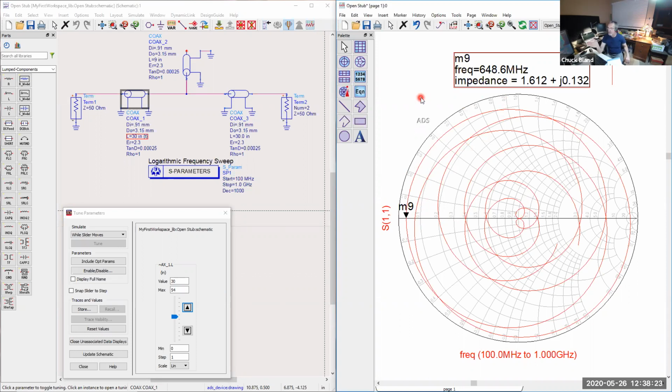Point being, with 30 inches, we end up with the 1.3 lambda, we end up over here in this capacitive region because of the influence of this coax.